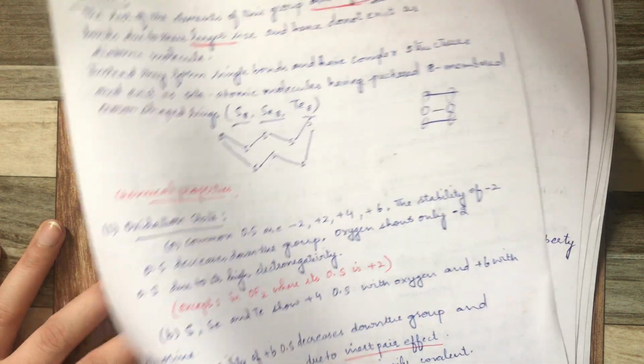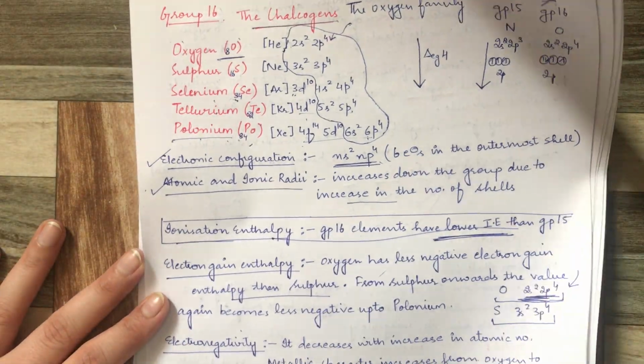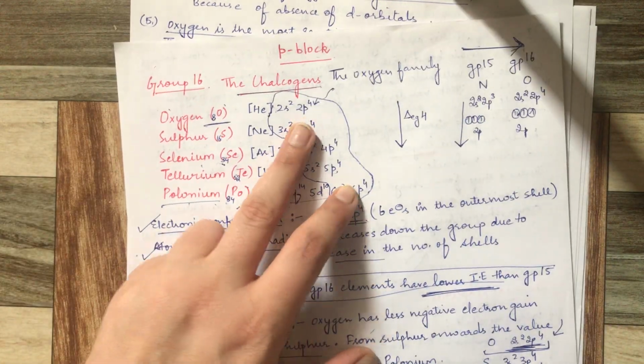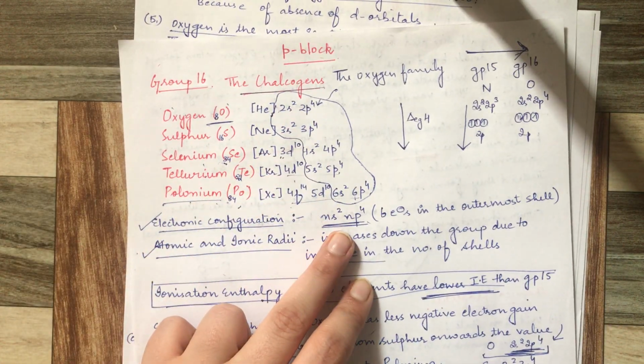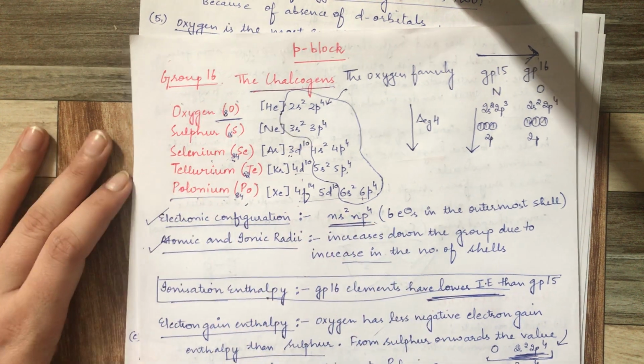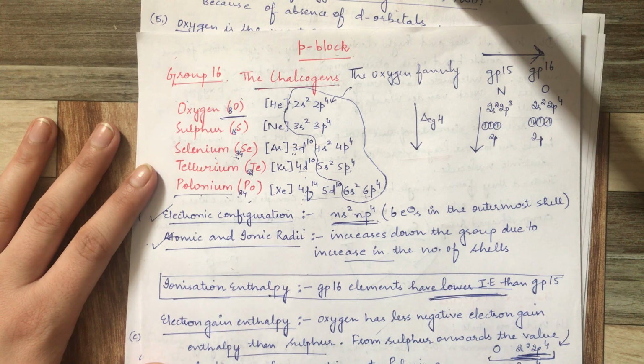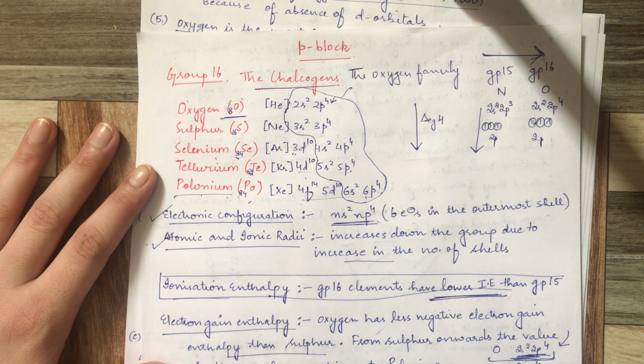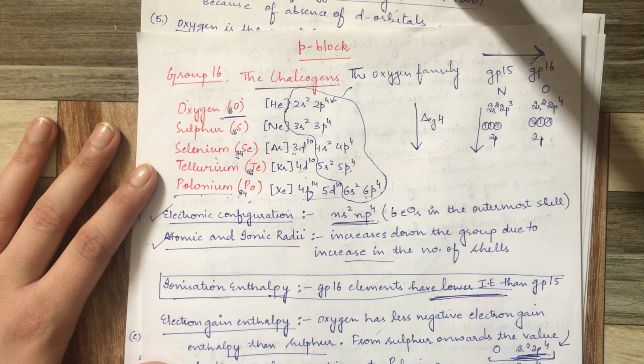So if I again look at the electronic configuration, the general electronic configuration is ns2 np4, with 6 electrons in the outermost shell. That means they are short of only 2 electrons to attain noble gas configuration. So one of the common oxidation states would be -2, right? The common oxidation state of group 16 elements is -2.